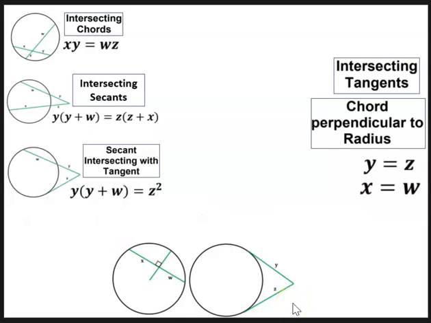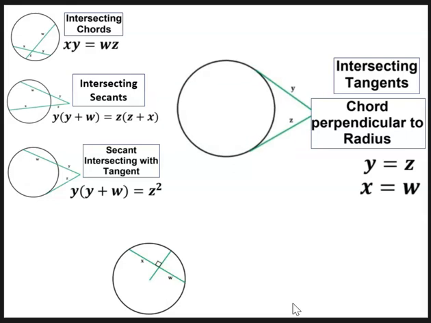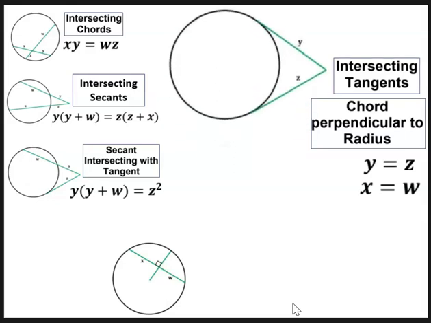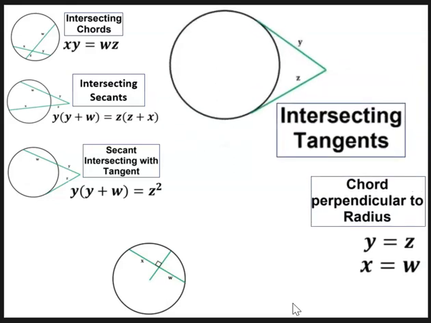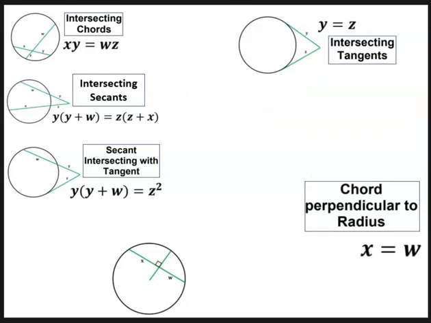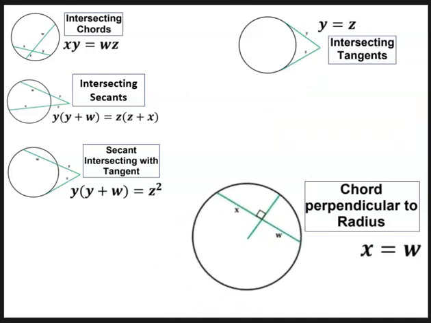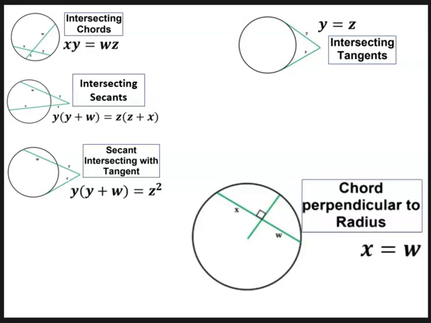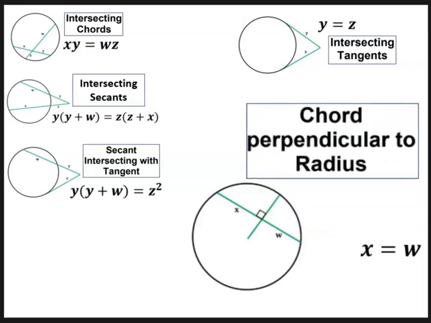Next, let's look at two intersecting tangents. If two tangents intersect, then the length of the segments z and y, pictured in the diagram, are equal to each other. The last diagram shows a chord intersecting a radius at a right angle. When this happens, the chord is bisected, making x and w equal to each other.